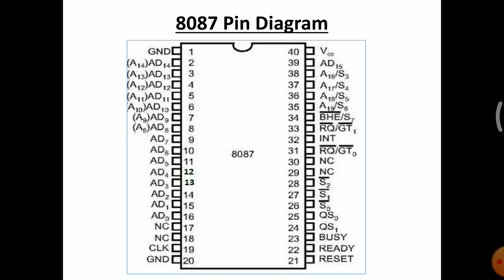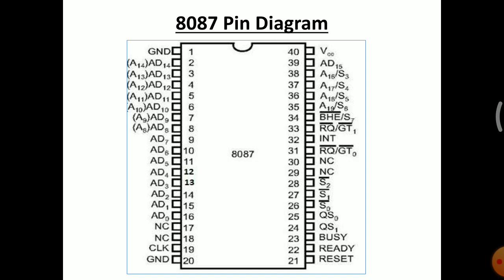It is an input pin. The reset out signal of 8086 will be connected to the reset pin, that is pin number 21 of 8087, such that 8087 restarts, that is, it stops its currently performing internal operations and it restarts or resets itself. So this is in short the pin diagram of the 8087 math coprocessor.